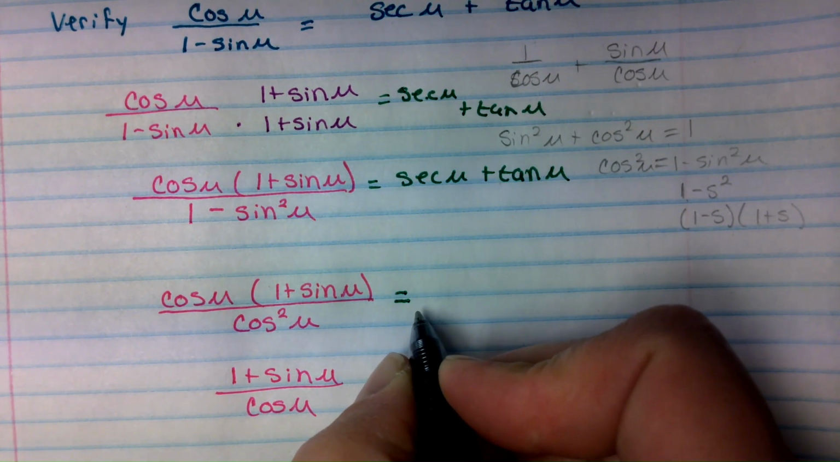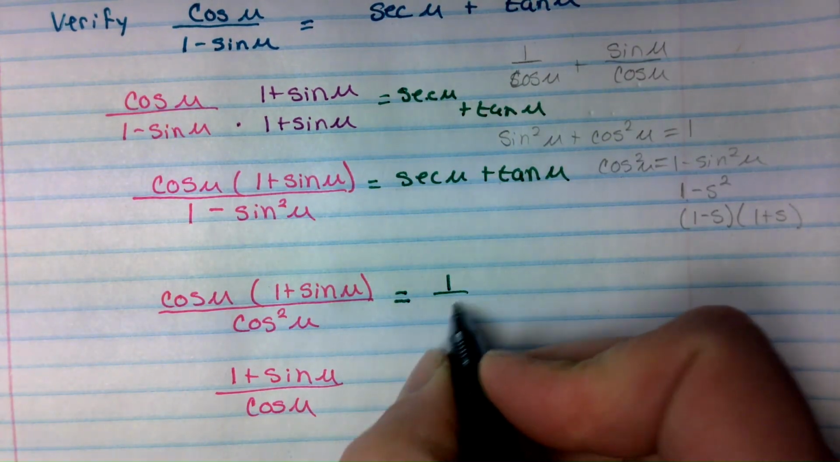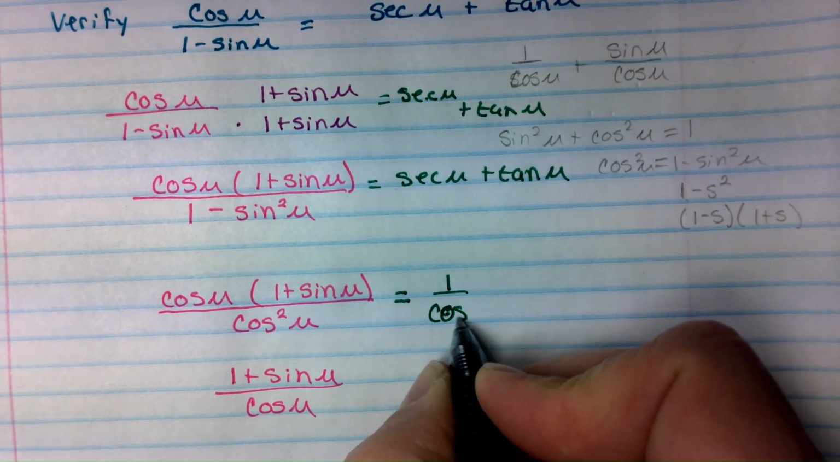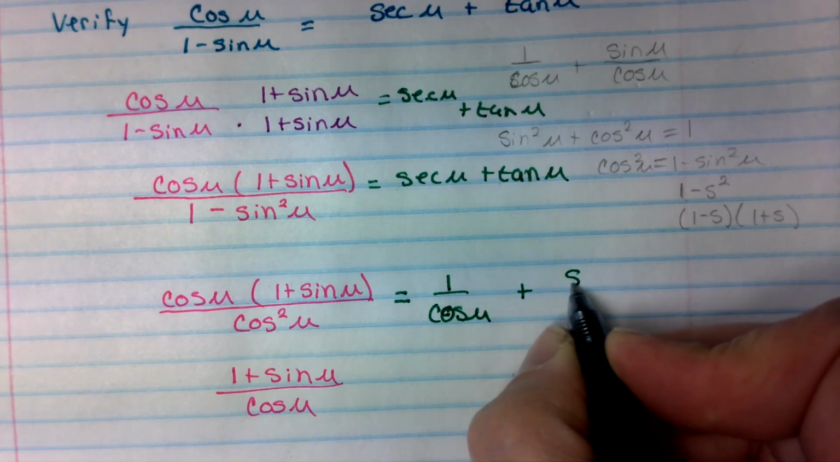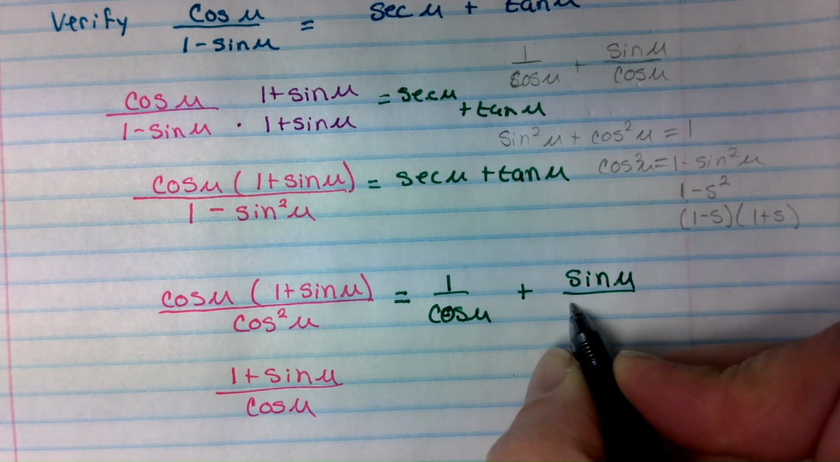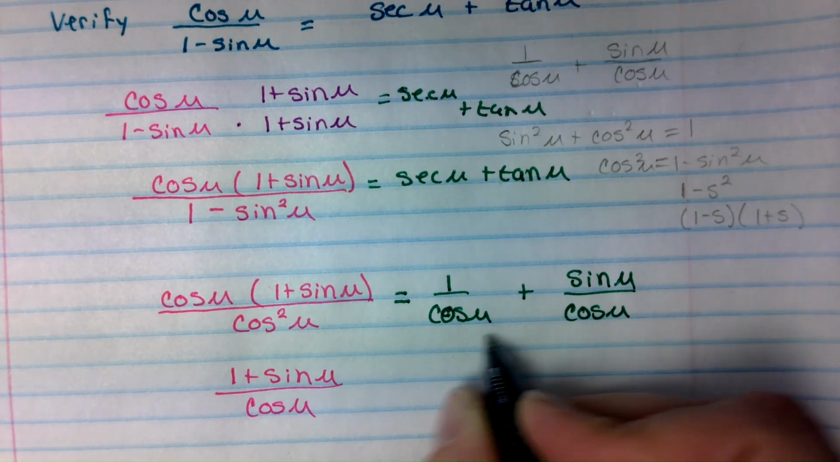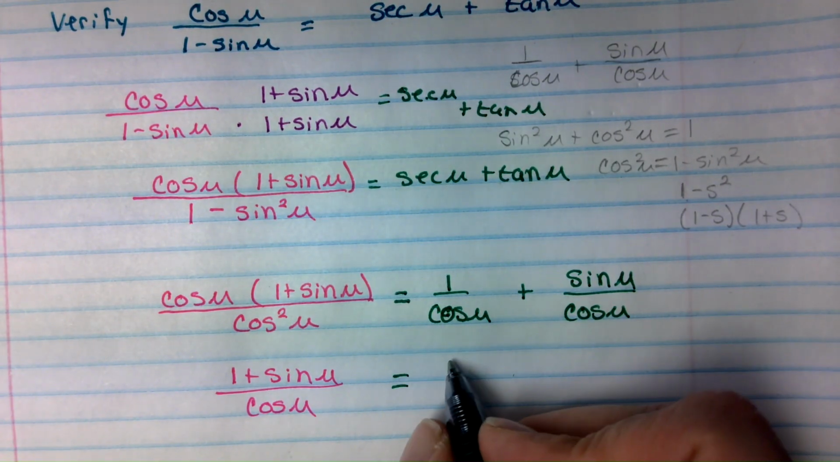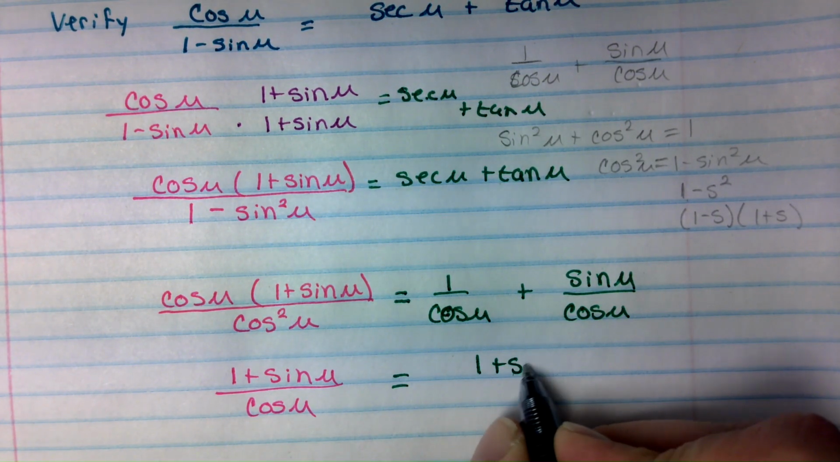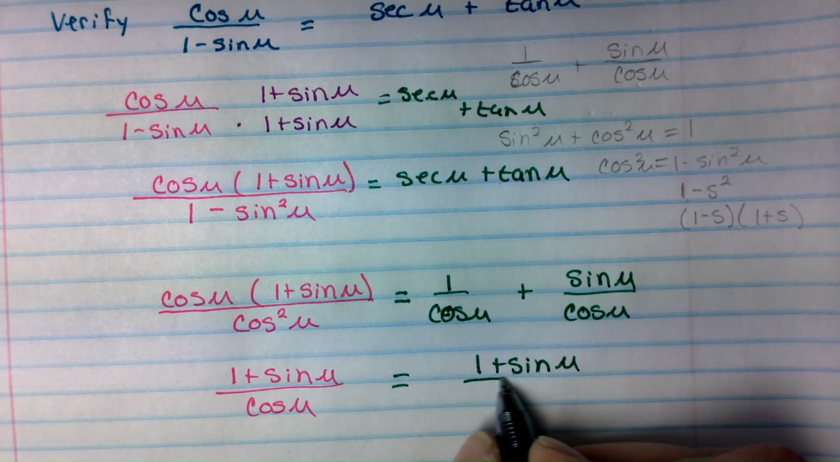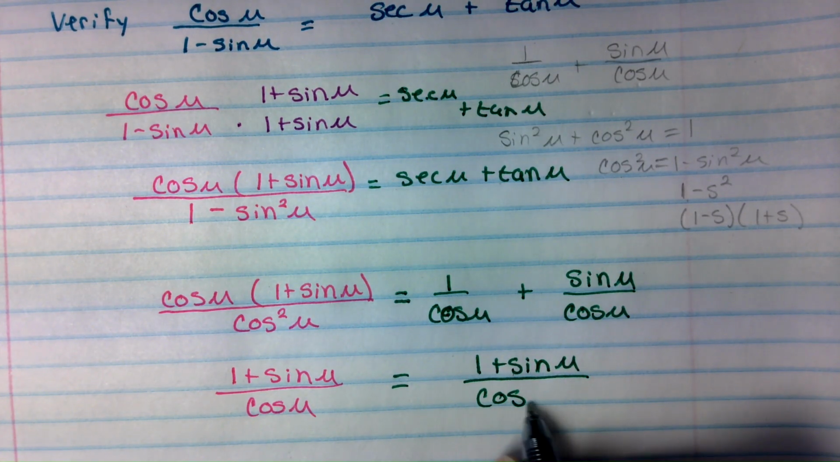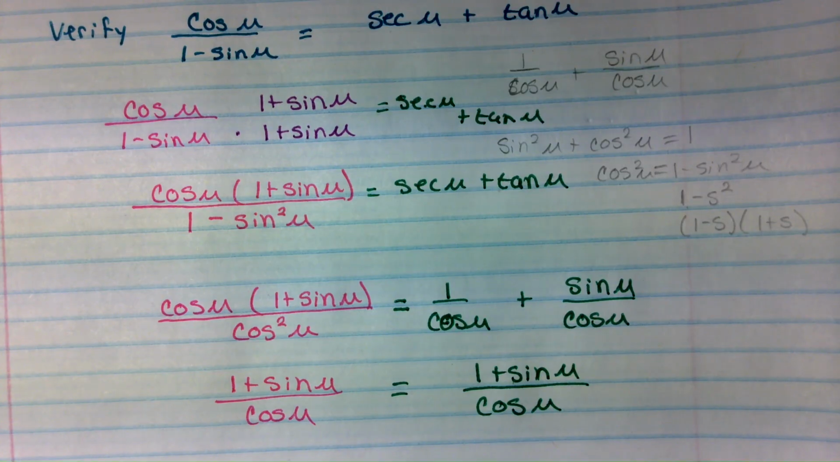And I'm going to go ahead and work the other side right now. We know that secant is 1 over cosine. We talked about that a minute ago. And that this is sine of mu over cosine. So if I were to add fractions together, I would keep my common denominator. And there we have it. The left side matches the right side.